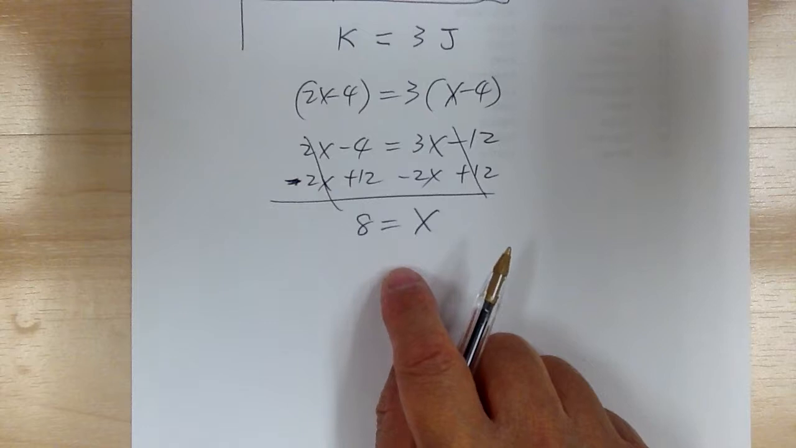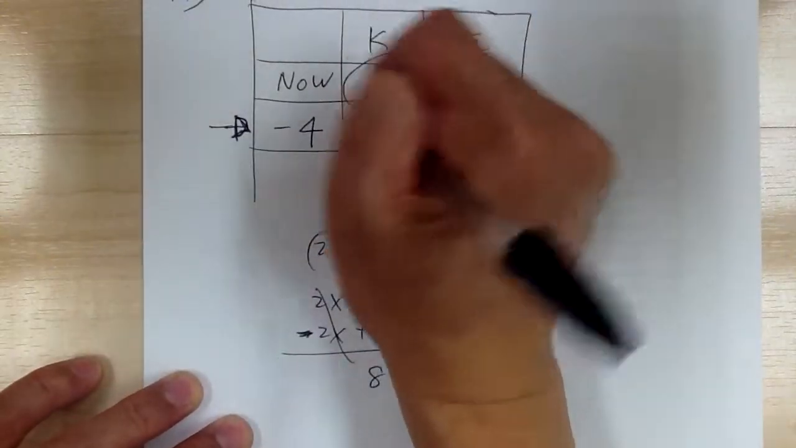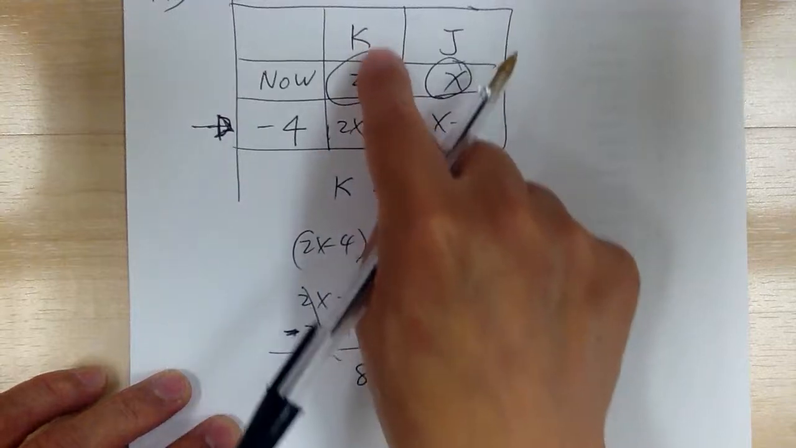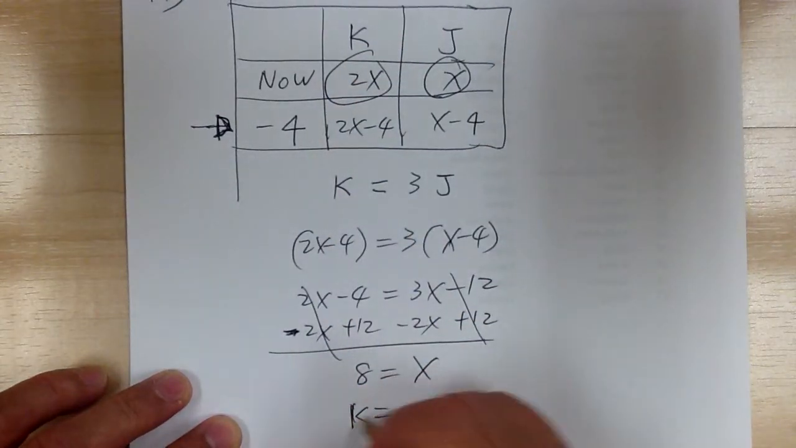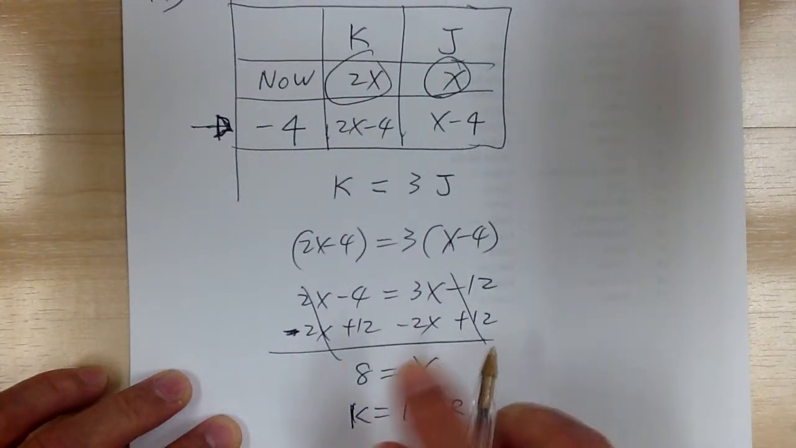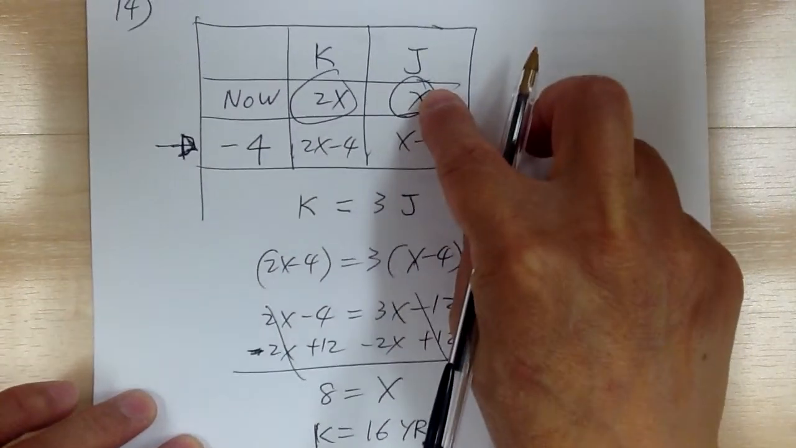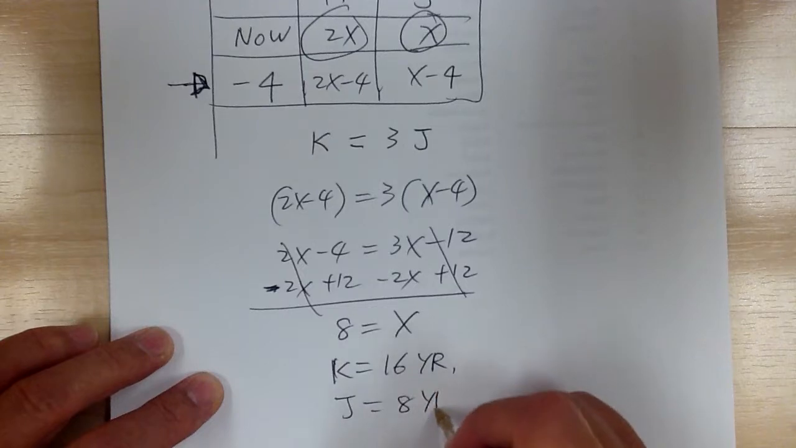Then you go back and read the question again to make sure you answer the question. It says, how old is each girl now? So you're looking for now. That's what you're looking for. So in this case, Kelly is 2x. So Kelly equal to 16. Twice, right? And Judy is x, so it'll be just 8.